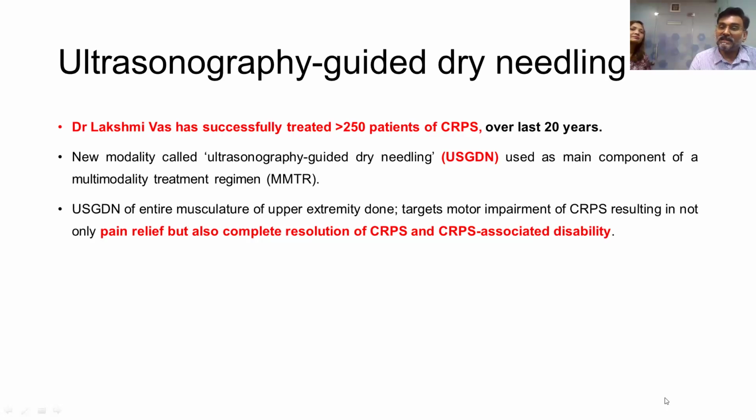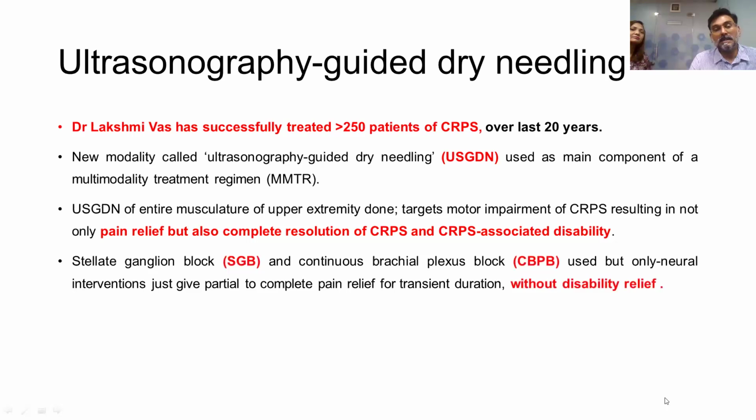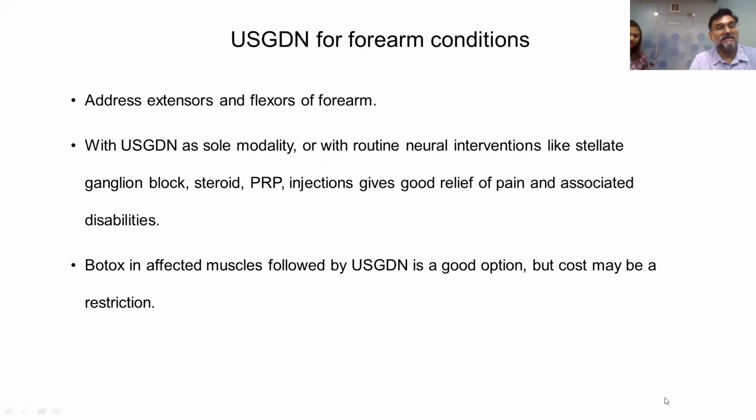It targets motor impairment of CRPS, resulting in not only pain relief, but also complete resolution of CRPS and CRPS associated disability. Stellate ganglion block and continuous brachial plexus block are also used, but only neural interventions just give partial to complete pain relief for transient duration without any disability relief. Other components of this multimodality treatment regimen are medications and physiotherapy.